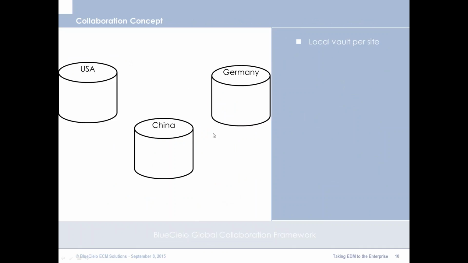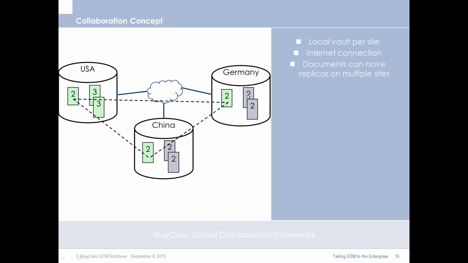A little bit more detail on the collaboration concept. As I mentioned earlier, each site has its own local replica of the vault. And it can be an internet connection, like a secure VPN, or over your company's wide area network to connect the different vaults. And then we can see documents can have replicas on multiple sites. So here we can see document 2 exists on all the sites.